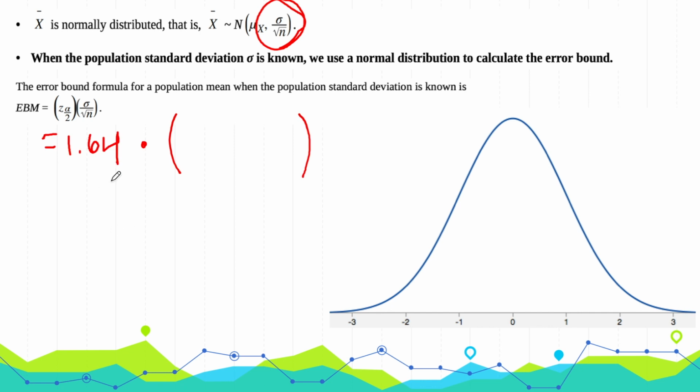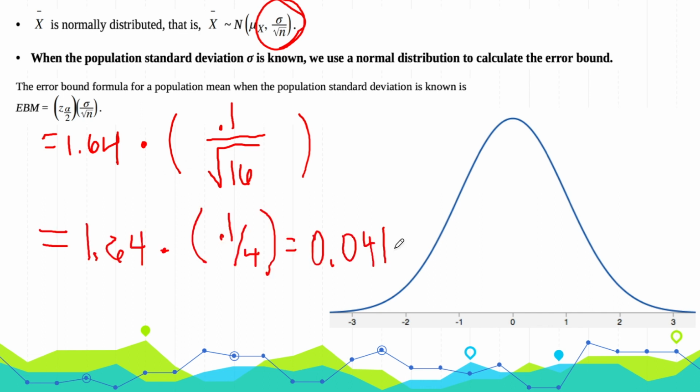Now we want to multiply our z-score by the standard error of the mean. We were given that the population standard deviation was 0.1, and we were given a sample size of 16, so we're going to take the square root of that for our denominator. Let's simplify that. Now we can use this error bound to construct our confidence interval.